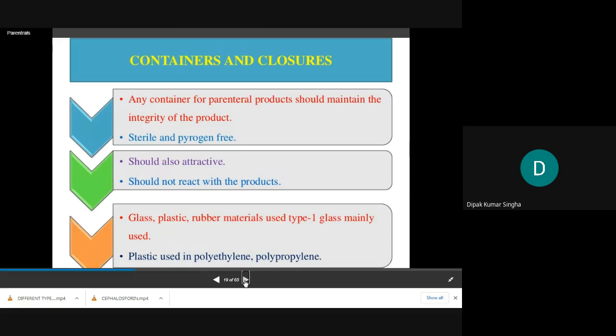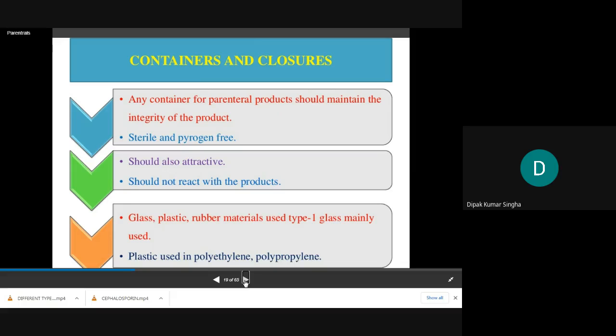Next, the container and the closure. This is another most important point. Suppose you are preparing a 100% good quality product, but due to improper storage, or improper container or closure, there is some interaction between the closure and container and the drug, and the formulation will be degraded or a stability problem will arise. So which formulation or product is suitable for which container and closure must be studied. Otherwise you can prepare a good product but it will be destroyed just due to the container and the closure.